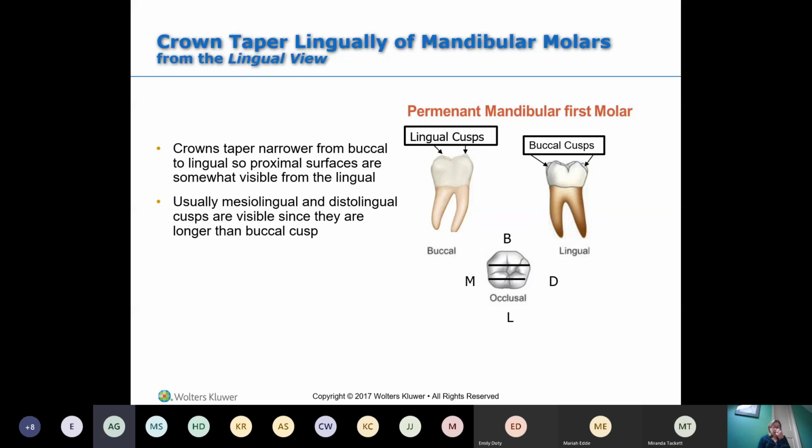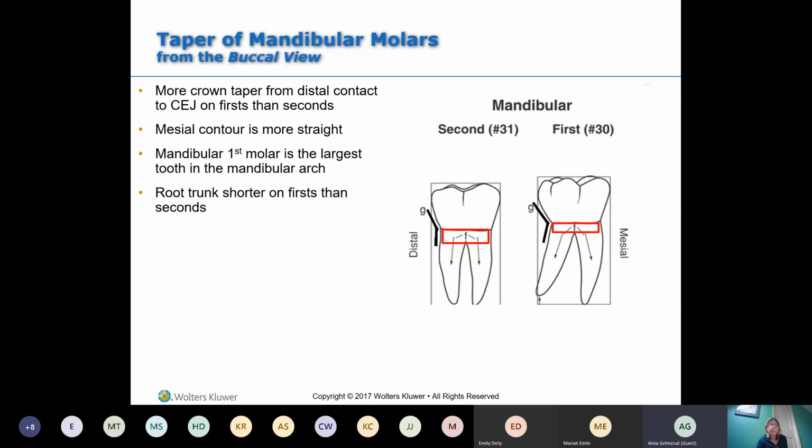I have a quick question, too. Sure. For the crown taper, since it's bigger on the first mandibular molar instead of the second, if we're not looking at them side by side, how are we supposed to know? Well, you won't unless you're looking at them side by side.